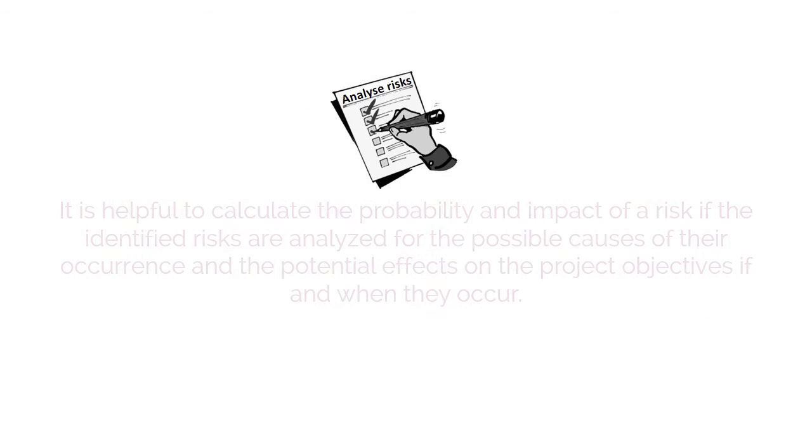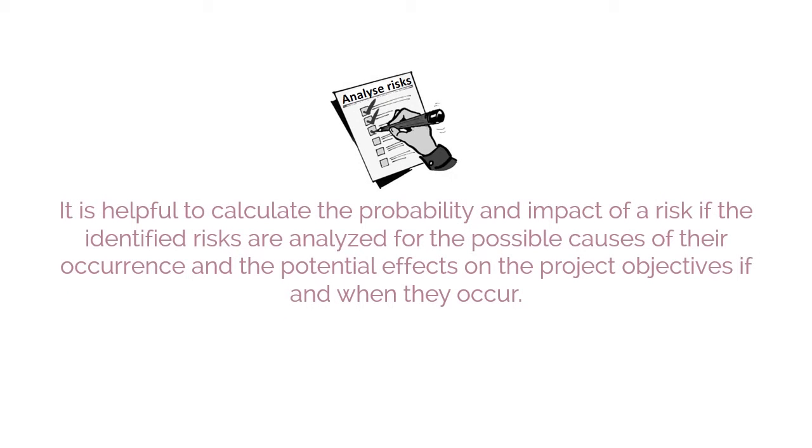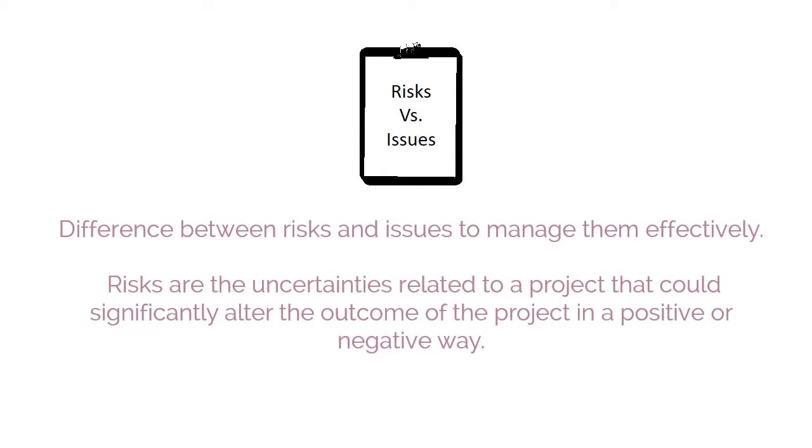Risks with a high probability and high impact rating should ideally be prioritized over those with a lower rating. It is helpful to calculate the probability and impact of a risk if the identified risks are analyzed for the possible causes of their occurrence and the potential effects on the project's objectives if and when they occur.